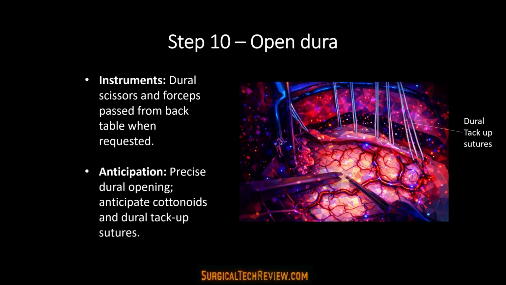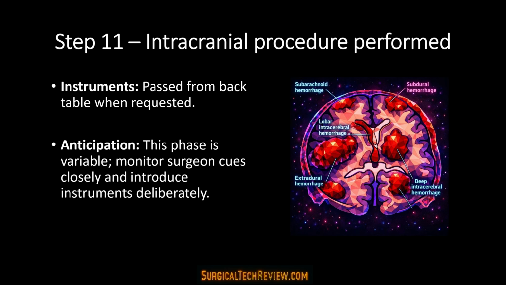Step 10. Open the dura. The dura is opened carefully using dural scissors and forceps. Cottonoids are placed to protect the brain, and dural tack-up sutures may be used. Step 11. Intracranial procedure. The intracranial portion of the procedure is then performed. This may include tumor removal, clot evacuation, or repair of damaged structures.